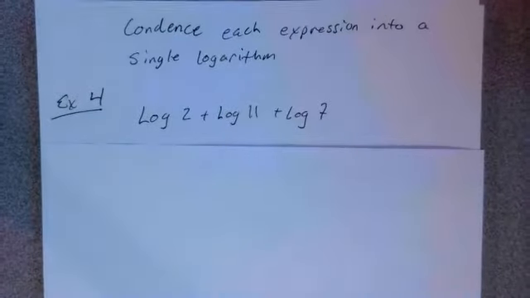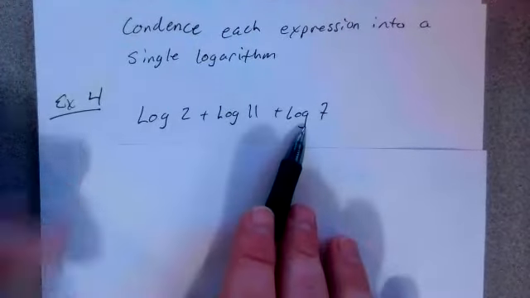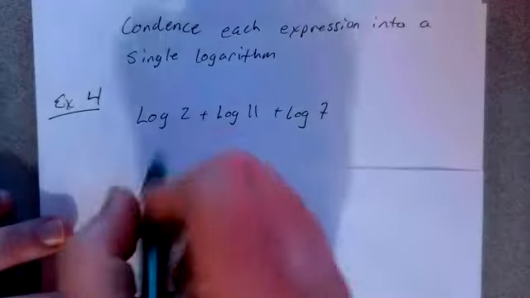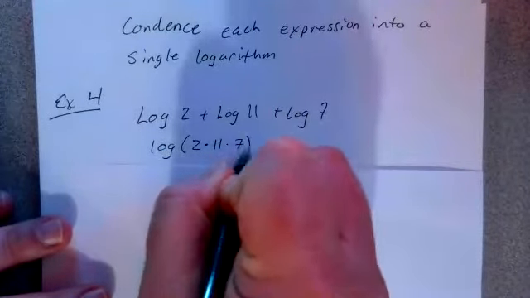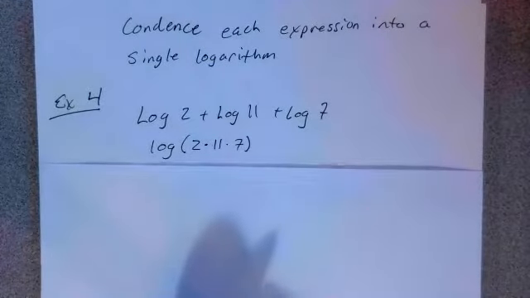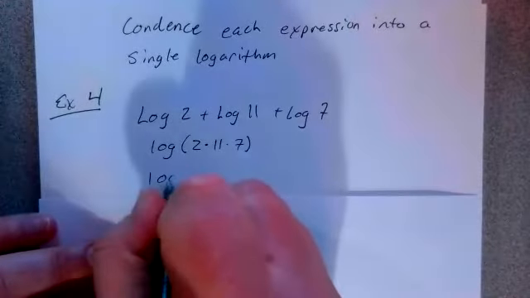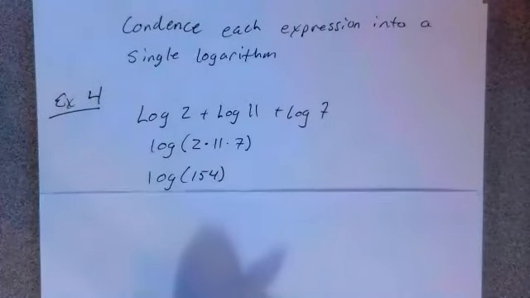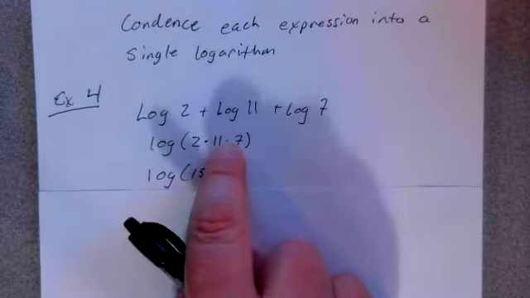Anyways, the directions say condense each expression into a single logarithm. So here I have log, and these are all base 10. So log of 2 plus log of 11 plus log of 7. Well, I'm going to turn that into the log of 2 times 11 times 7. And 77 times 2, what's that? 154. So I end up with the log of 154. Okay, no big deal. Right? Addition turns into multiplication. So this addition turned into multiplication here.